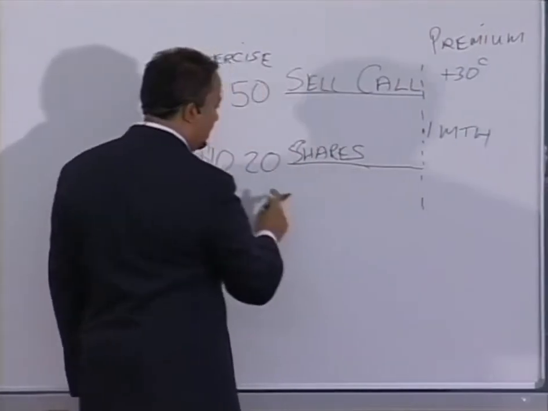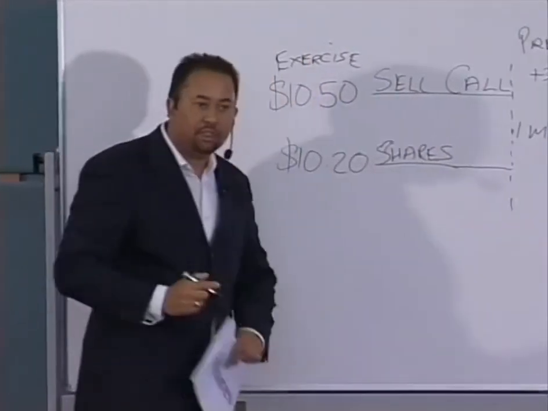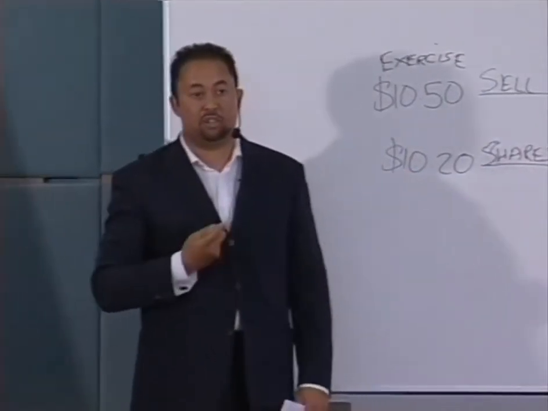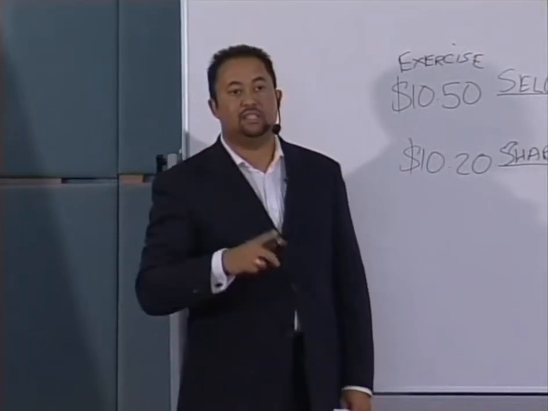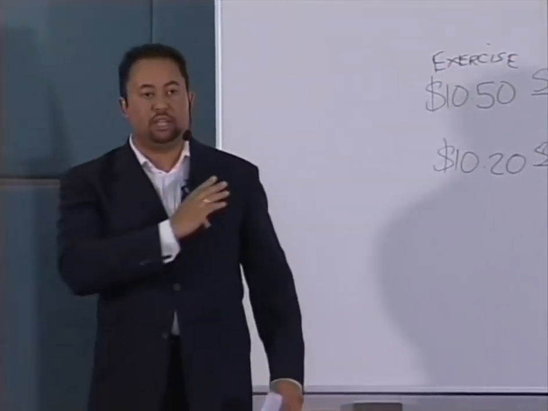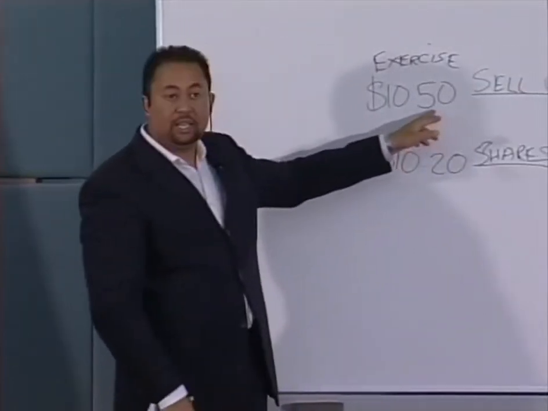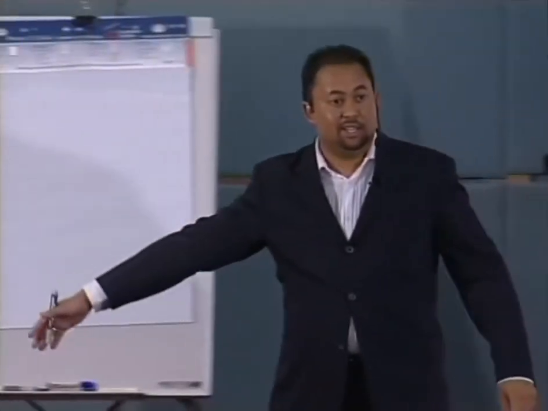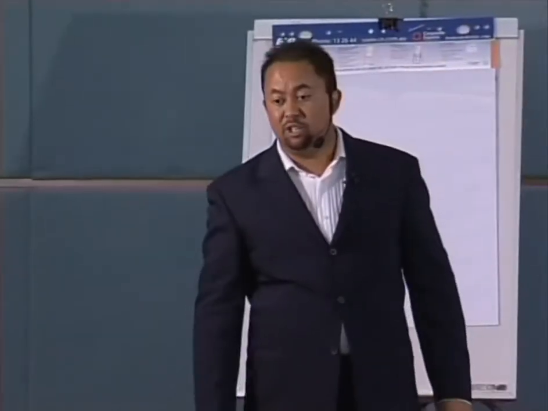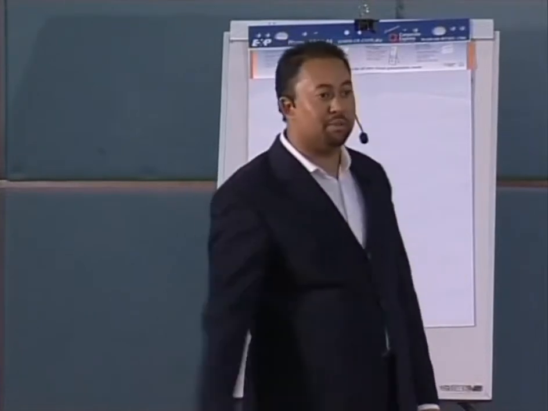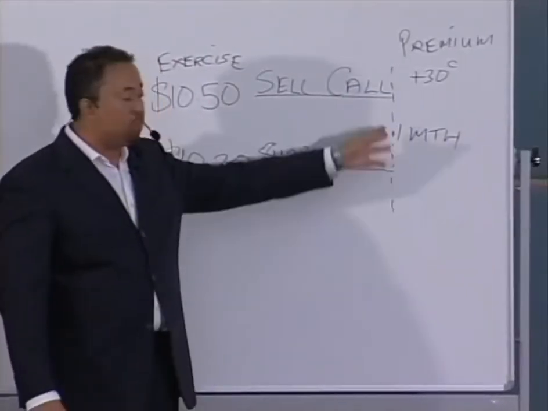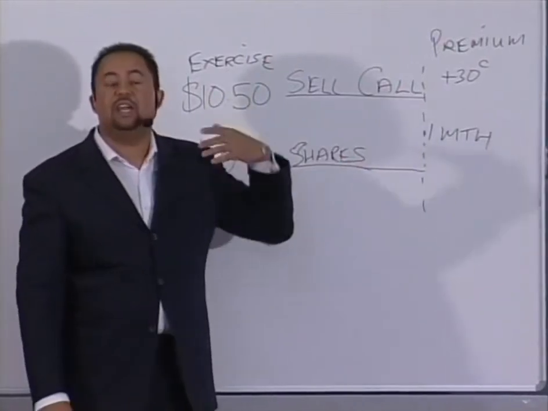Now, let's say by the end of the month, my shares are still worth only around the $10.20 mark. Does it make any sense for Joan during that month to exercise and buy my shares for $10.50? No, because Joan could go out to the normal market and buy those shares for $10.20. So it makes no sense for Joan to actually buy it from me for $10.50. That would be absolute madness. So, unfortunately for Joan, at the end of the month, that call option is going to expire.